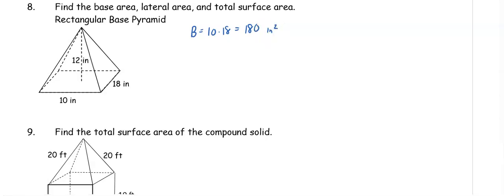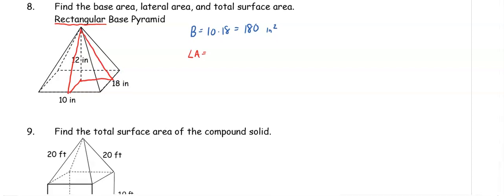Now, for lateral area, it's 1/2 perimeter times slant height. But because it is a rectangular base, all of our faces are not going to have the same slant height. So we need to find 2 slant heights. So I'm going to draw in my slant height here, and I'm going to draw in my slant height here. So if this is 18 on this side, half of 18 is 9. So I can do Pythagorean theorem with x squared equals 12 squared plus 9 squared. X squared equals 225, so x is 15. So the slant height here is 15.